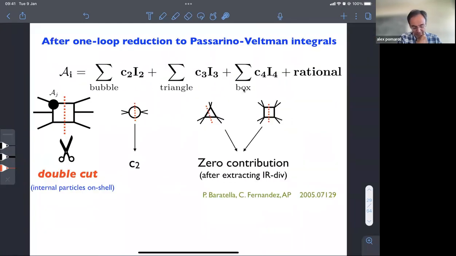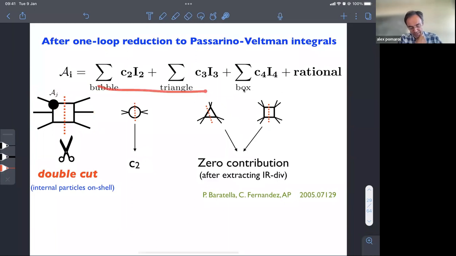Now if I do the double cut, as I said, in this case I am putting the internal particles on shell, and now the diagram on the left looks very nice. This is just a tree-level amplitude, this one, times another tree-level amplitude on the other side. And remember, when I do the double cuts, and you look in any quantum field theory textbook, this is putting the particles on shell, but they have to integrate over the phase space. So this is equivalent to saying that I have to calculate two amplitudes and integrate over the phase space.